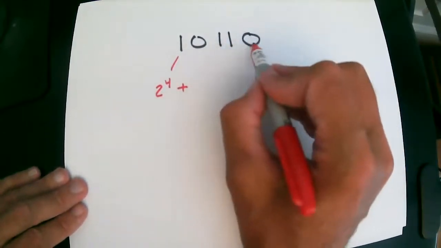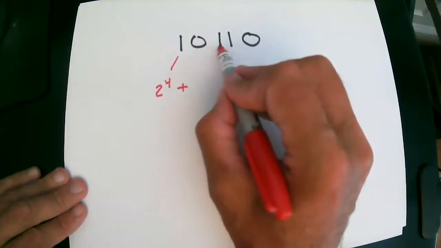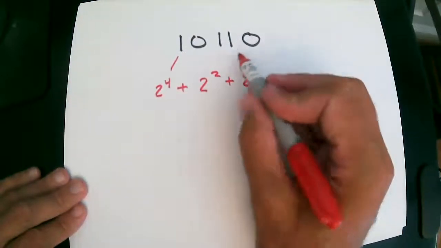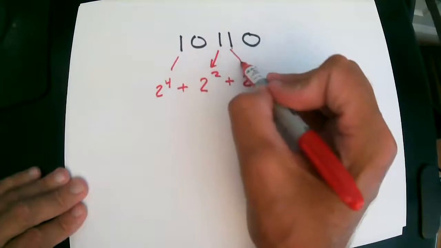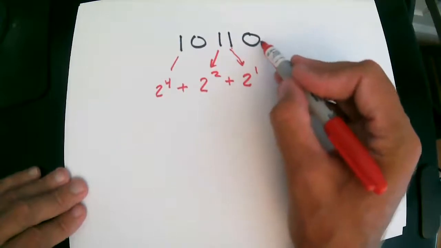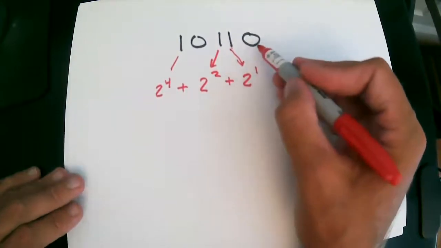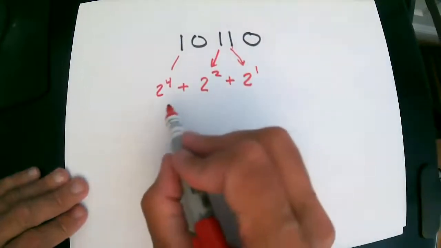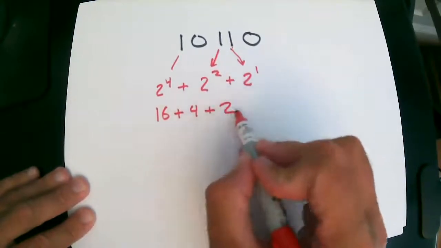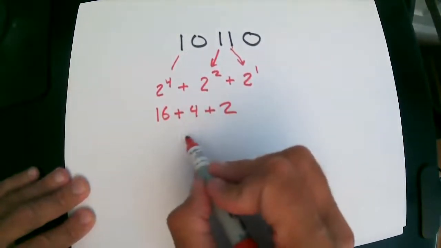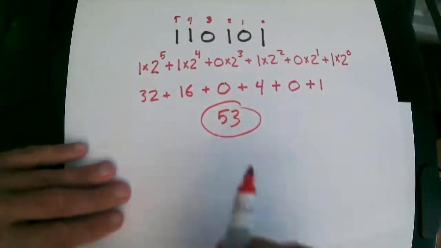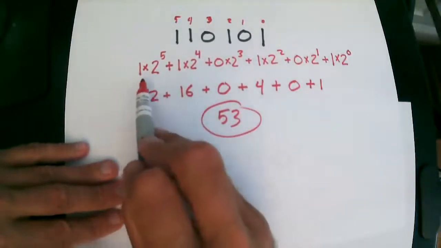And then this is 0, 1, 2. That's a 2 to the 2nd. Because there's a 1 there, it does contribute to the sum. So that's 2 squared. And then I have a 2 to the 1st right here. And then I have 0 times 2 to the 0th. So the 2 to the 0th column digit doesn't contribute to the sum, so I don't need to write it down. And so here I have 16 plus 4 plus 2, and 16 plus 4 is 20, plus 2, and it's 22.